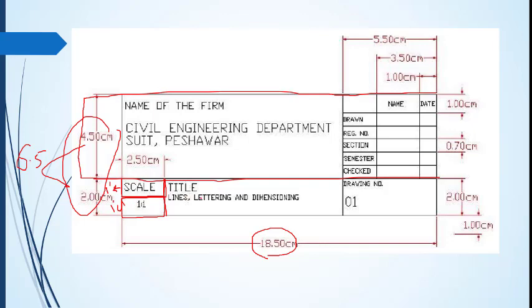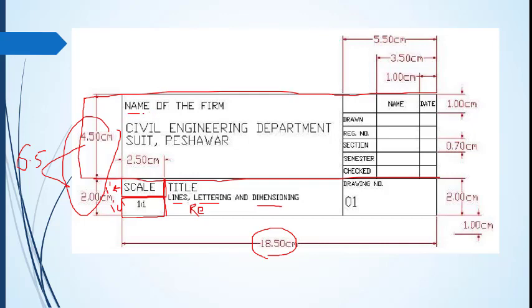Title. The title must be provided here. The title must be like what we construct in the drawing. For example, here it is written lines, lettering, and dimensioning. So lines, lettering, and dimensioning are shown in the drawing sheet, so we will write a title here. If someone wants to construct a building, for example a residential building, he will write here a residential building, or any other drawing. So the name or title will be changed accordingly.